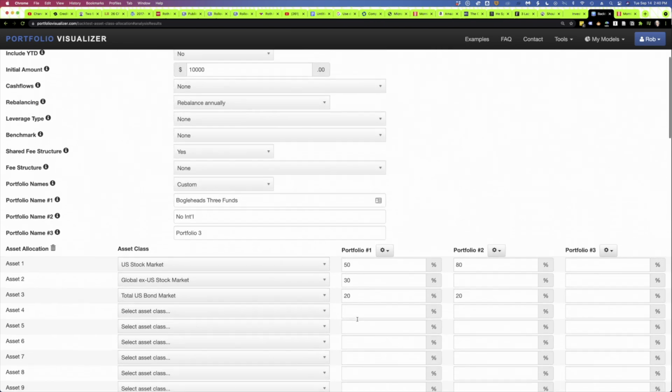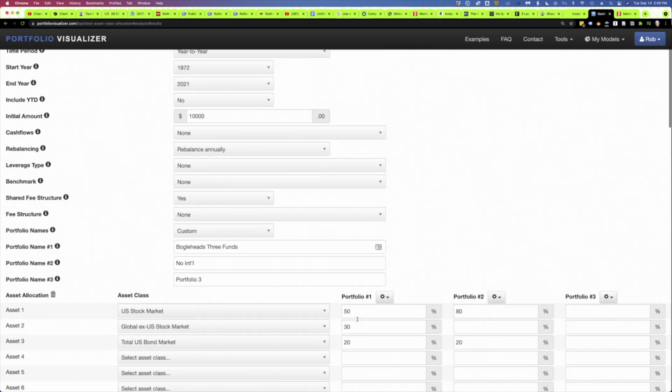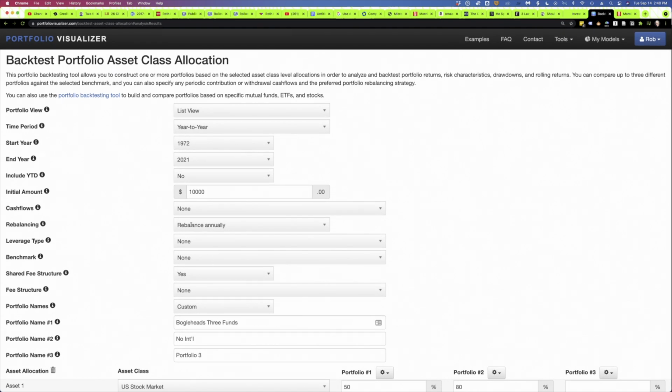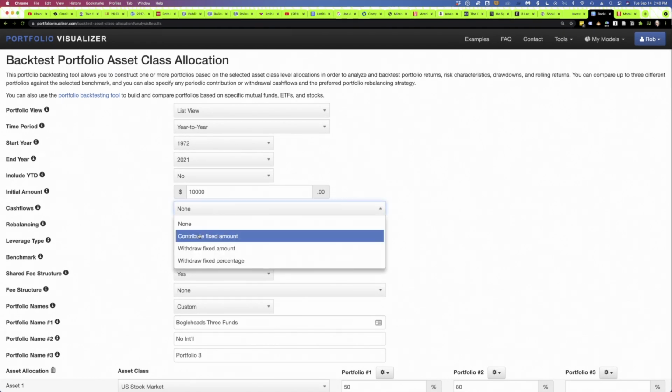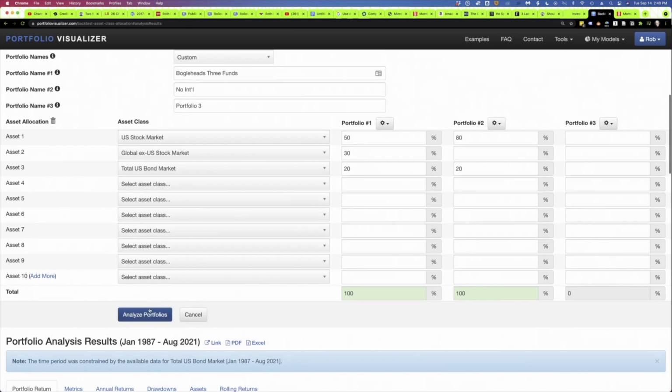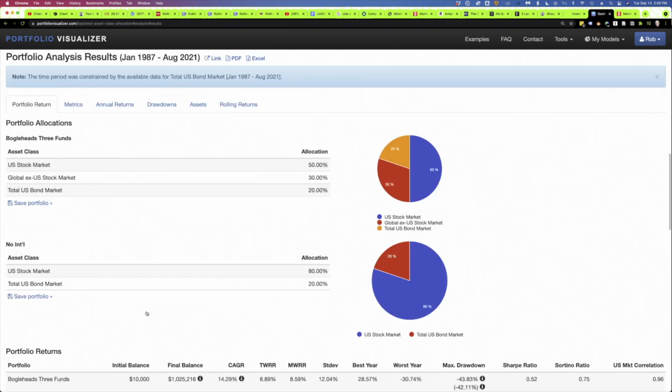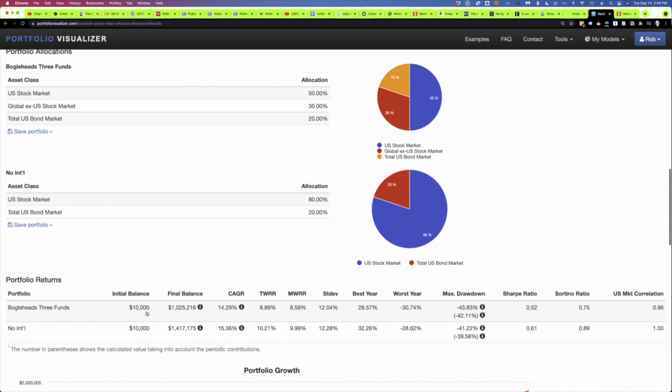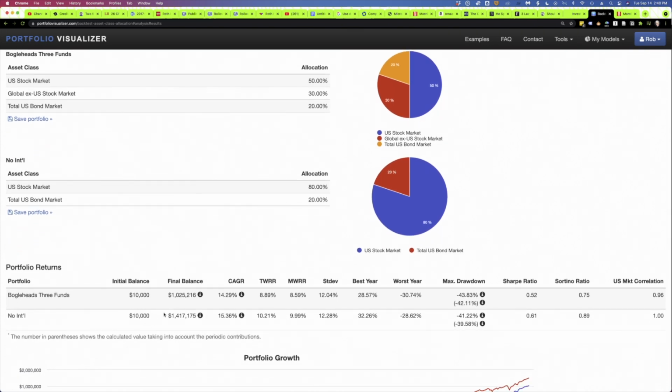Now, one of the things before we move away from comparing the performance, I always like to add a scenario where we're contributing money, because I think this mirrors what you and I actually do in our working years. So I'm going to add $250 a month, adjusted for inflation. Let's rerun the numbers. Still probably going to be in favor of no international. It is. It's a little closer. Of course, we're dealing with a bigger final balance because we were contributing $250 a month. And there's still a big difference, about 400 grand.